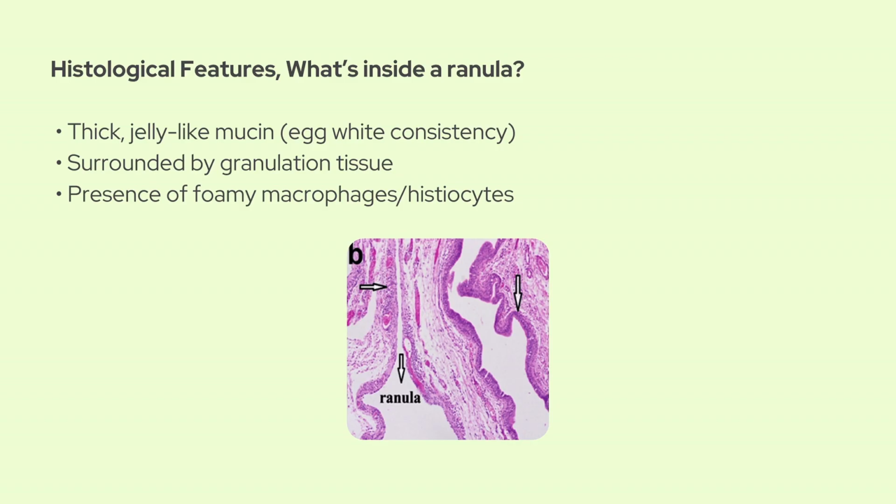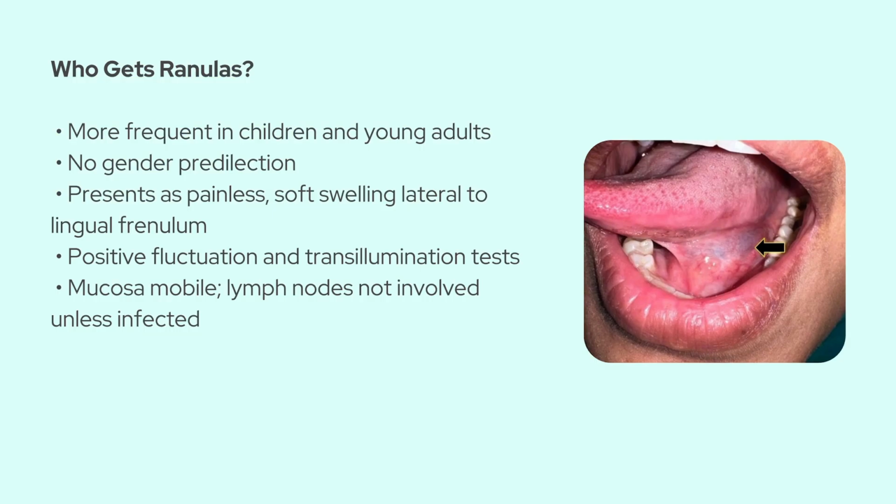People compare it to raw egg white. And histologically, it's just spilled mucin surrounded by granulation tissue, and you'll usually see foamy macrophages in there too. Ranulas are more common in kids and young adults. No real gender difference. Most of the time, you'll see a painless, soft, fluctuant swelling off to one side of the lingual frenulum. The mucosa over it is mobile and not ulcerated. You can usually get a positive fluctuation and transillumination test. And unless it's infected, cervical lymph nodes aren't involved.